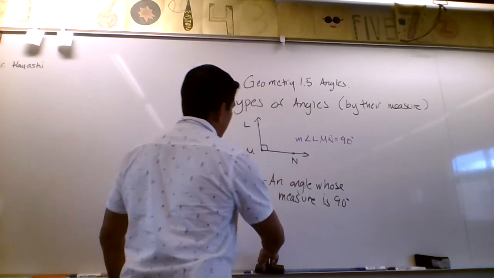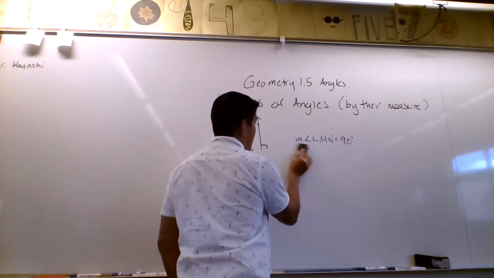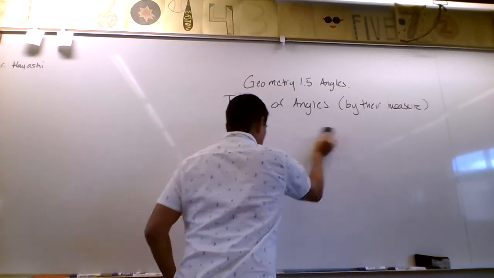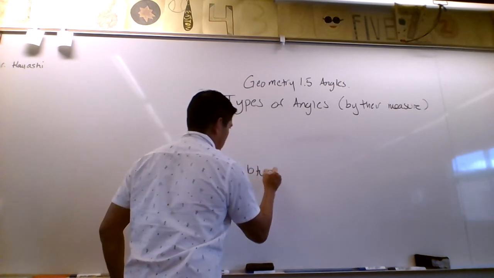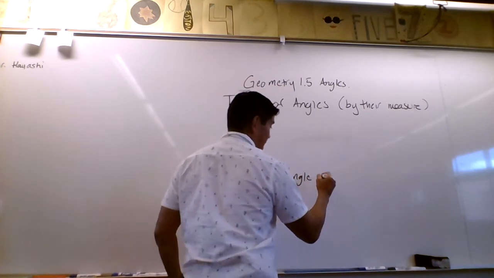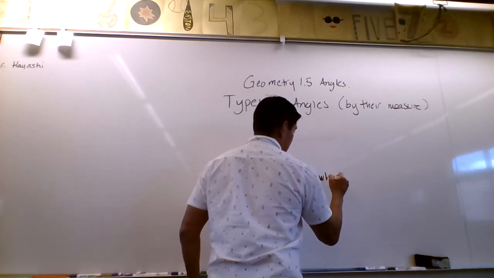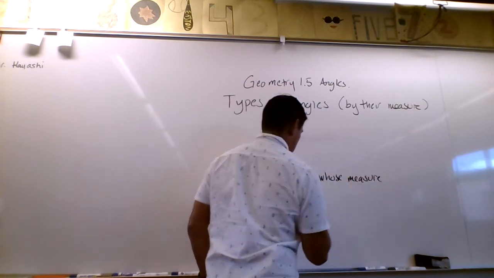Another type of angle is if the angle is greater than 90, but at the same time less than 180 degrees, that makes an obtuse angle. So an angle whose measure is greater than 90 and less than 180 degrees.